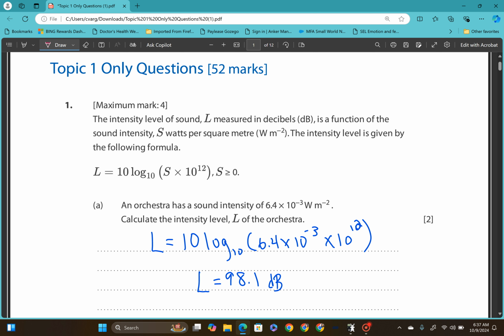Okay. So for question number one, they're telling us that there is a sound intensity of 6.4. That's our S. So all you had to do here is wherever you see an S, plug in 6.4 times 10 to the third. How do you do this in the calculator, right?